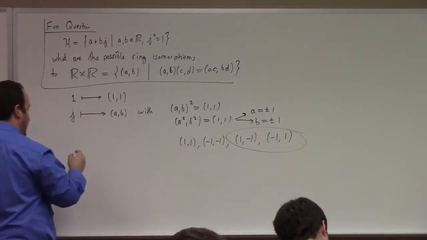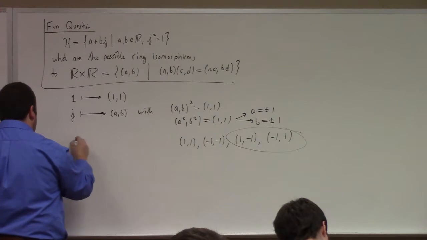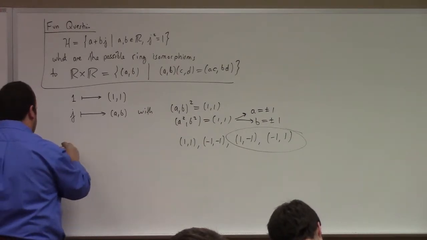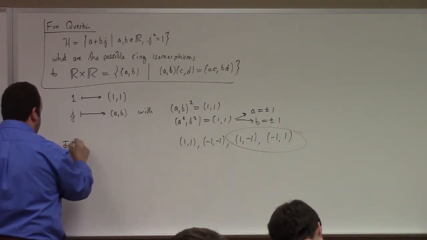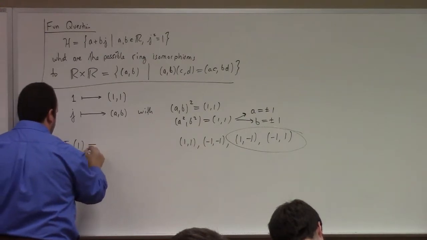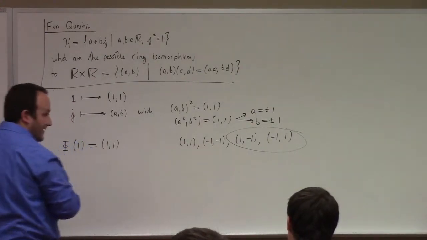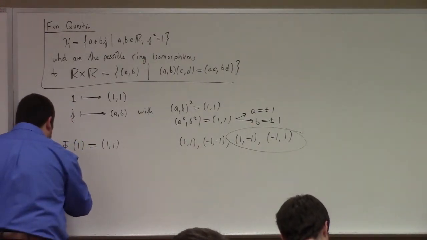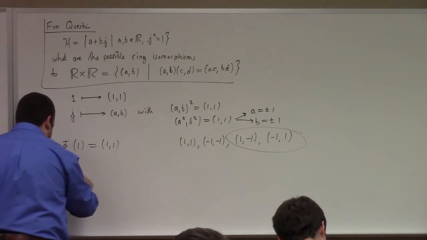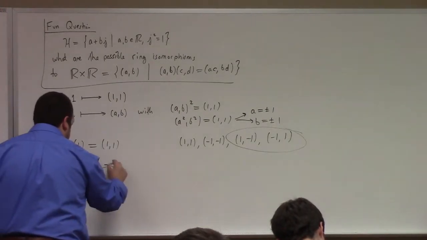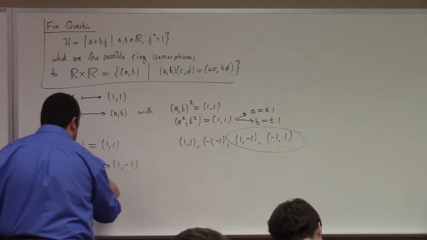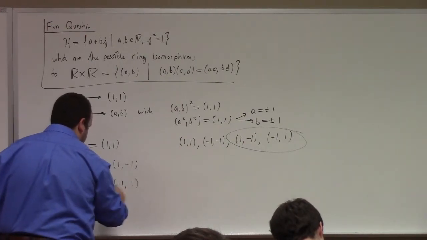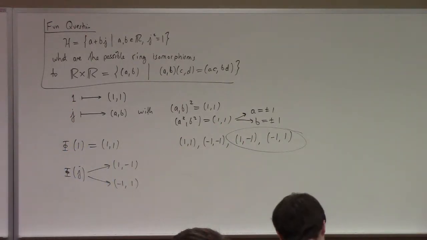So basically, here's the deal. If you're going to be an isomorphism, let's call it phi, phi has to take 1 and map it to 1, 1. That's not up for grabs. And then phi's got two choices. We can either send phi of J to 1, minus 1, or we can send it to minus 1, 1. So there are just two isomorphisms, apparently.